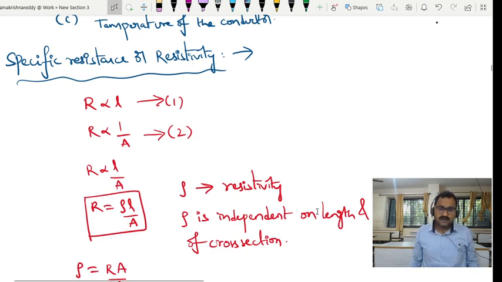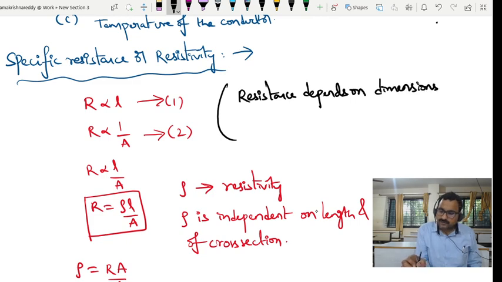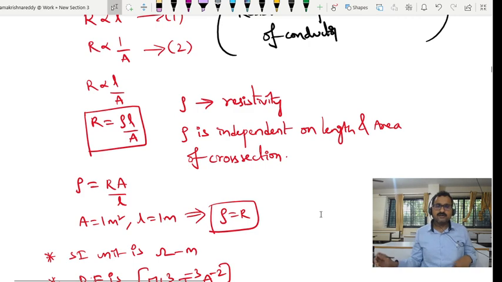Next, the specific resistance or resistivity. We know that resistance depends on the dimensions of the conductor, like length and area. R is directly proportional to L, and R is inversely proportional to A. That is the previous point you wrote there: what factors resistance depends on. From that, R is directly proportional to L by A, and from that R equals rho L by A.